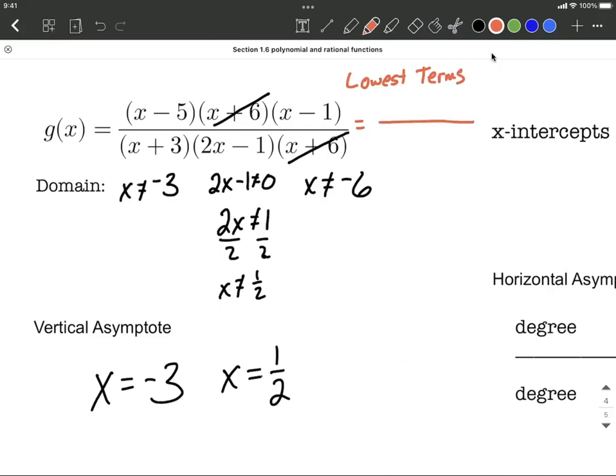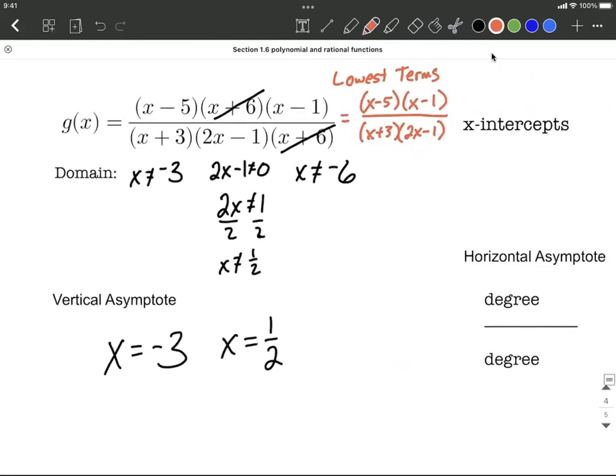Lowest terms would be eliminating that common factor between numerator and denominator. So you get (x minus 5) over (x minus 1), or times (x minus 1) over (x plus 3) times (2x minus 1). If you put it in lowest terms first, then it's just the denominator that gives us all the vertical asymptotes. But that -6 still isn't in our domain. We're not allowed to plug in a -6. So what's going on there?